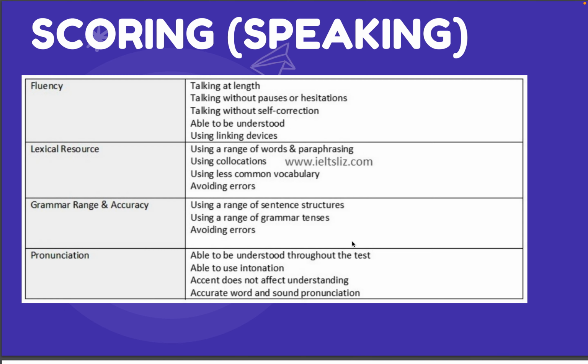Right, so now how is the band score calculated for the speaking part? Well, your score is divided into four different categories. The first one is fluency, the second one is lexical resource, the third one is grammatical range and accuracy, and the fourth one is pronunciation. Right, so fluency means that you are speaking without any pauses, without any hesitations, and you are not correcting yourself. So this comes under the umbrella of fluency. So 25% of your speaking grade is dependent on your fluency.